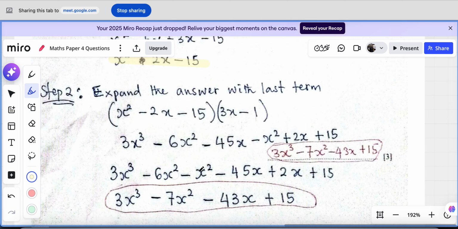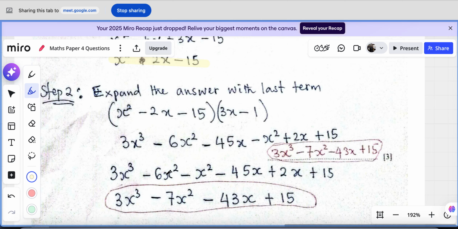I'm collecting like terms now. There, power 1, minus 45 plus 2x. Minus 45 plus 2x. Then plus the one that doesn't have x, 15. So you now write this one down, 3s cubed. Then you deal with this together, minus 6s squared minus s squared will give you minus 7.